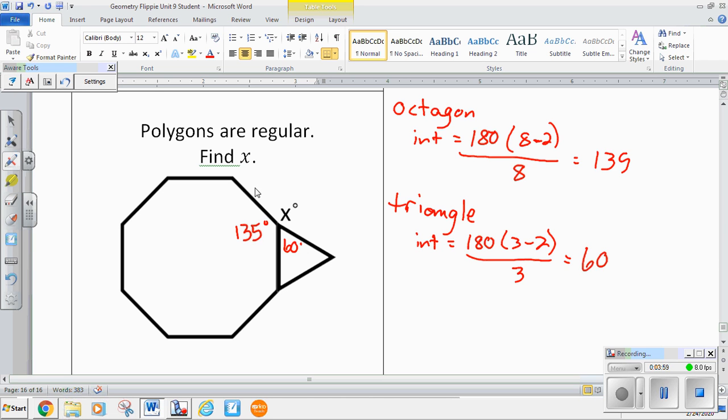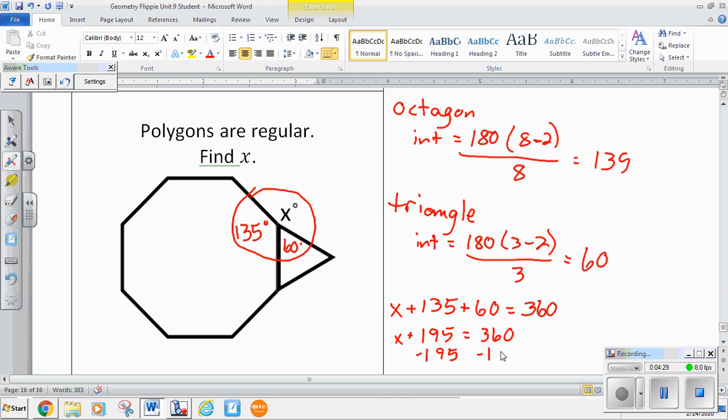Now we have a circle of angles with 135, 60, and x, and those add up to a total of 360. X plus 135 plus 60 equals 360. Solve for x. X plus 195 equals 360, and then subtract 195 from each side. Therefore, x equals 165.